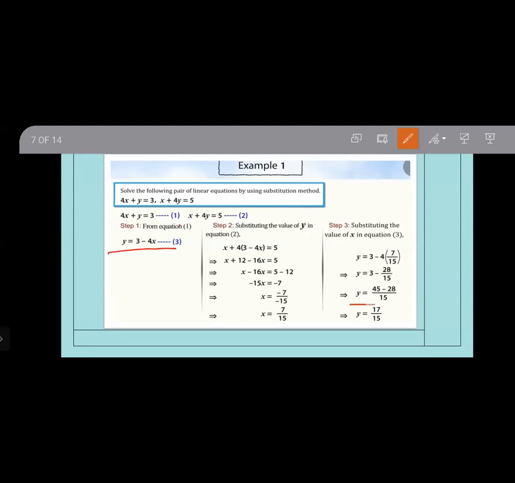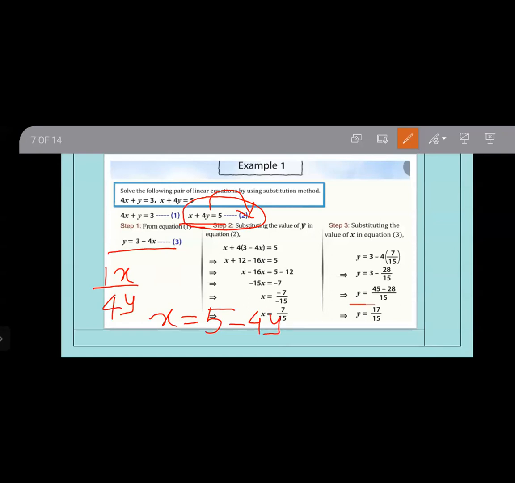Now suppose some students take the second equation. Why? Because the coefficient of x is 1 and the coefficient of y is 4, so again x will have the lowest coefficient. If I want to convert this equation, I will write x equals 5, and this plus 4y, when it goes to that side, becomes minus 4y.